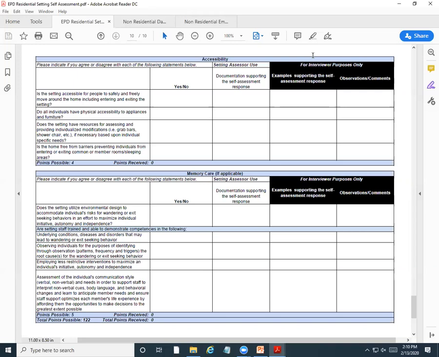And our last section for this tool is specific to memory care settings. So if you are just an assisted living facility that doesn't have any memory care members, you wouldn't have to worry about this section. We'll go through here. Does the setting utilize environmental design to accommodate individuals' risk for wandering or exit-seeking behaviors in an effort to maximize individual initiative, autonomy, and independence?